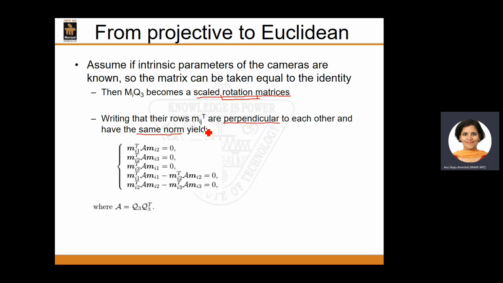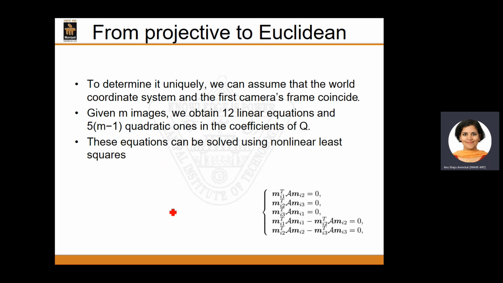When we put these constraints in matrix form, I get this set of equations, where A is a matrix representing Q3, from which we can calculate the mapping transformation matrix. Therefore, you can solve this as a least squares problem and find the final solution. Basically, we are trying to find this capital A, which is a function of the transformation matrix Q3 and therefore Q. By finding A, you are able to find Q, which is the mapping from the projective space to the Euclidean space. And we do this using a least squares method.